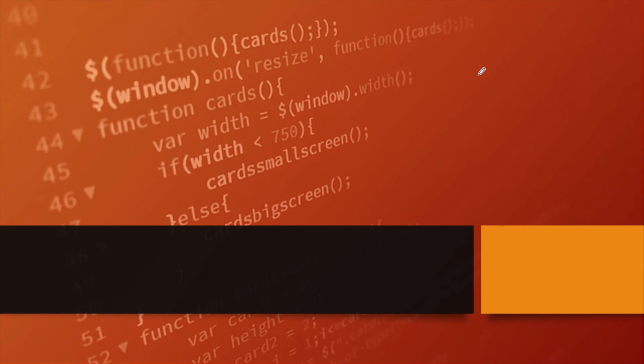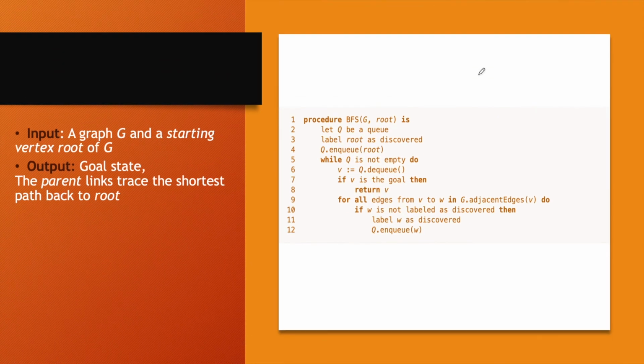Now let us learn the code. Over here we have to find the shortest path back to the root when a graph G and root node are given as inputs. Let us consider the pseudocode. First we consider BFS as a method which has 2 parameters, which is graph and the root. Let us consider a variable q as a queue and then define or label root as discovered. Now we enqueue root in the queue as it is already discovered and traversed.